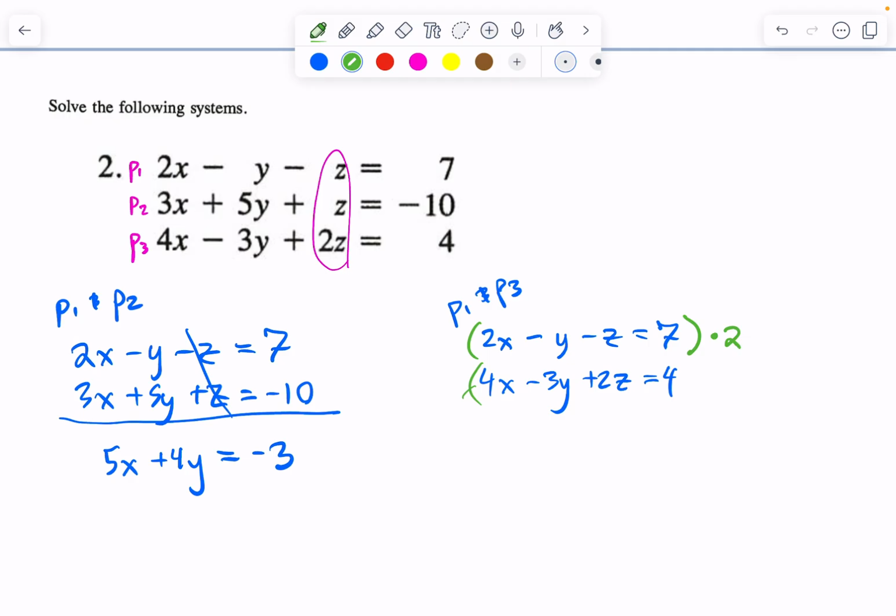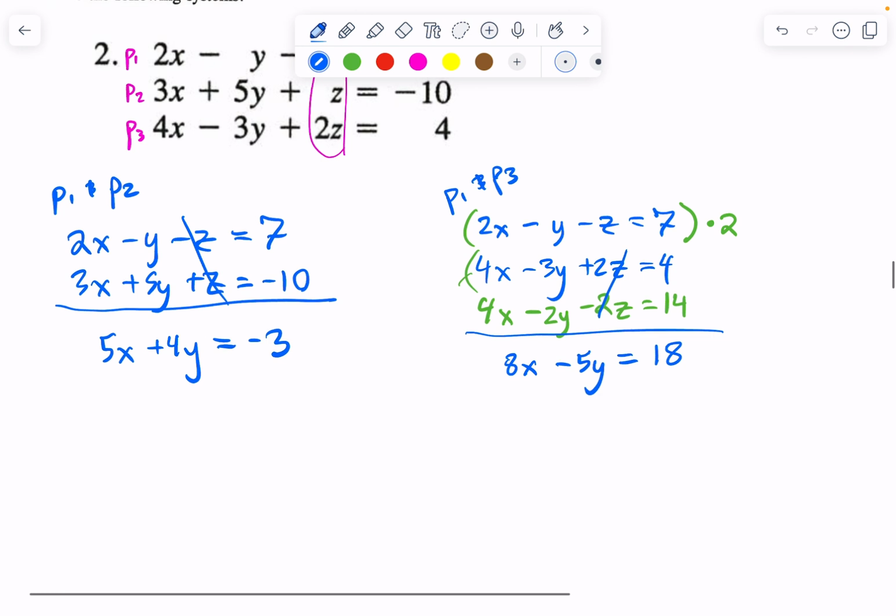It's already negative, so writing that down below, that's going to give me 4x minus 2y minus 2z. And don't forget to multiply the other side, 14. So that cancels out the z's when I add them, and I get 8x minus 5y equals 18. Looking at this, neither one is especially good looking. I guess I'll just cancel out the y's because they're smaller numbers.